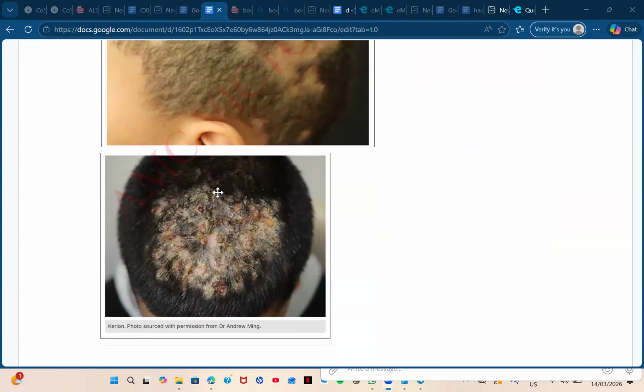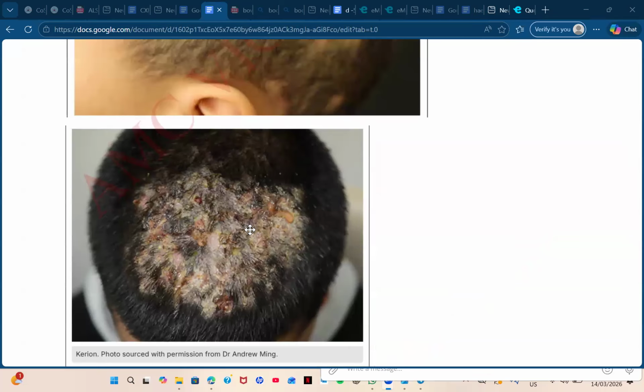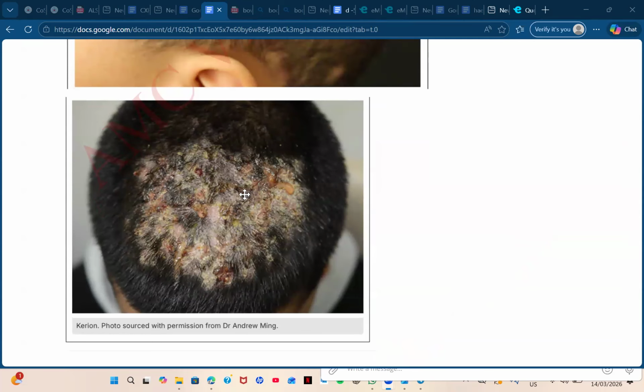And here, this is kerion, right? So what is kerion? What is kerion, doctors? This can be asked in the exam, right? It's a painful boggy mass on the scalp, right? It is caused by a strong immune reaction to these dermatophytes, right?